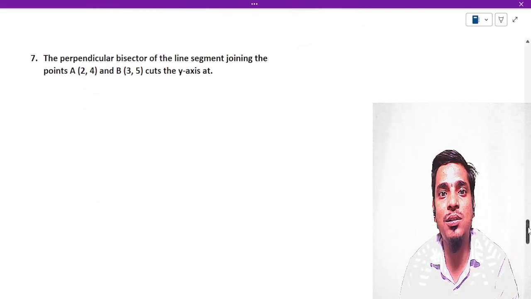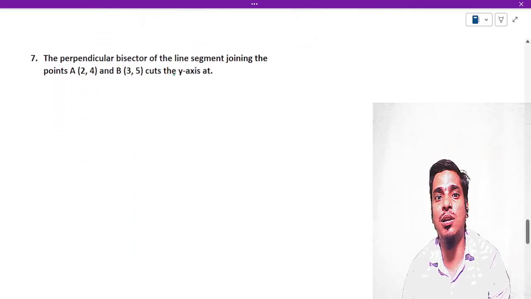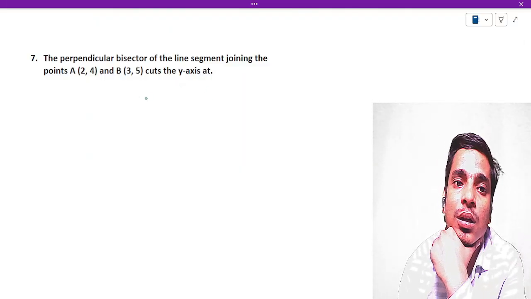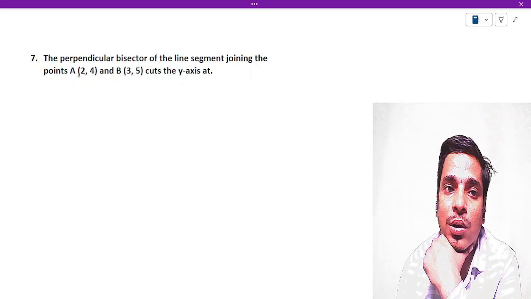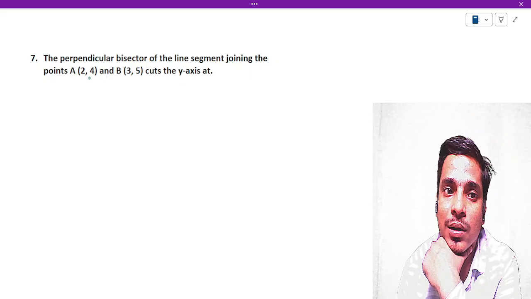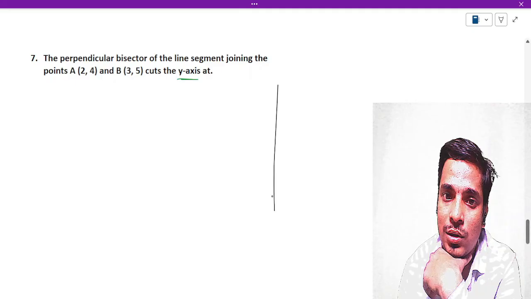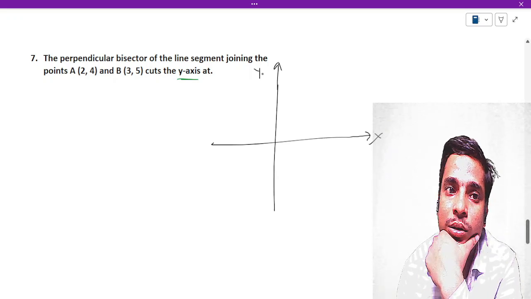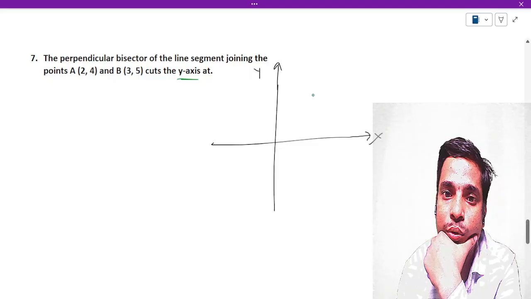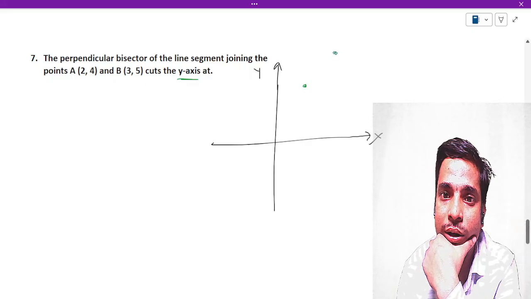The perpendicular bisector of the line segment joining the points A and B cuts the y-axis at what point? It means if we draw the perpendicular bisector of the line segment joining these two points, it will cut the y-axis at some point. That point's coordinate we need to find. So let's say this is the x and this is the y coordinate. We have a point 2 comma 4 over here, and 3 comma 5 over here. Okay, just random points I'm taking. This is A and this is B.